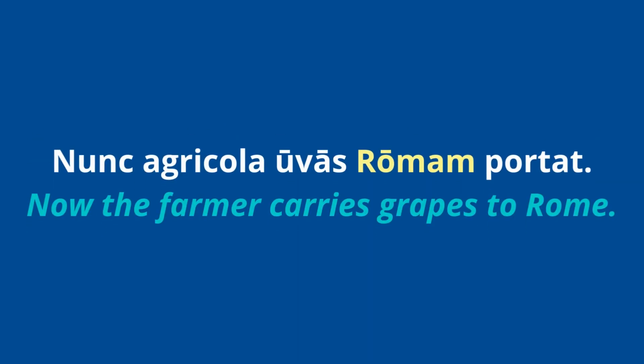Here's another one. You have Nunc agricola uvas Romam portat. I have Romam, the name Rome. It's accusative. I'm saying to Rome. I'm expressing motion toward. So you're saying now the farmer carries grapes to Rome. I don't need a prepositional phrase. The accusative is giving you the idea that you're going toward Rome.